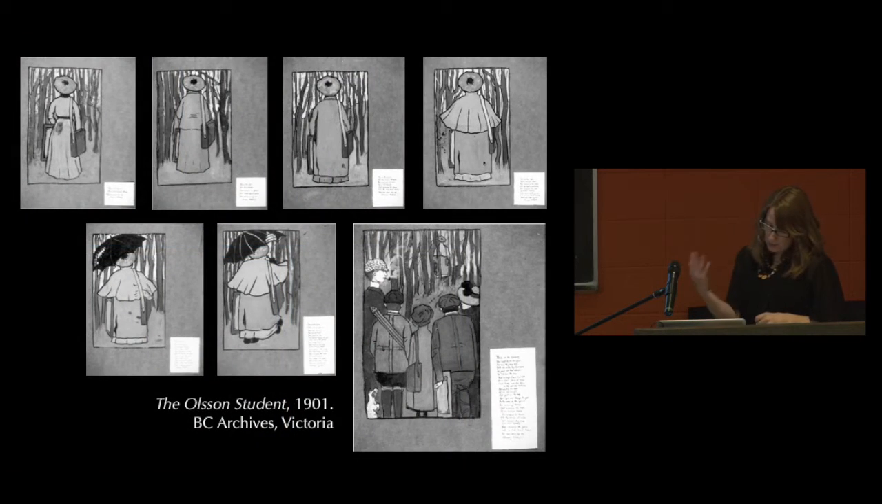So this is perhaps most apparent in the constructive strategy of repetition that Carr uses in her books. And this is especially obvious in the Olsen Student, which you're seeing here.